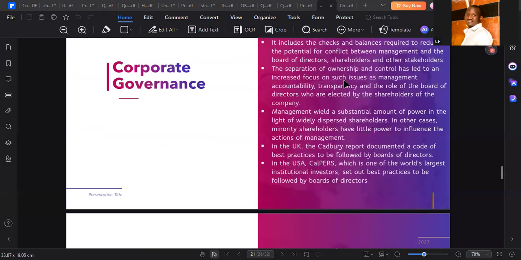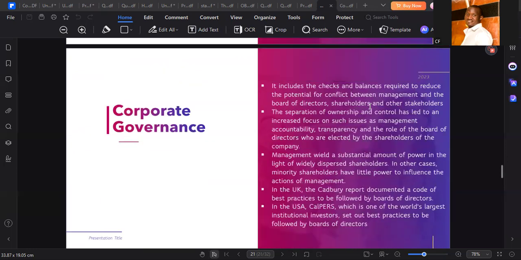Now, corporate governance includes checks and balances. These help to reduce what? To reduce the conflict between management and shareholders and stakeholders. Corporate governance brings in a separation of control and ownership. It is what has led to issues of accountability.